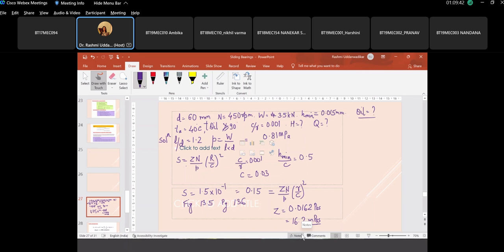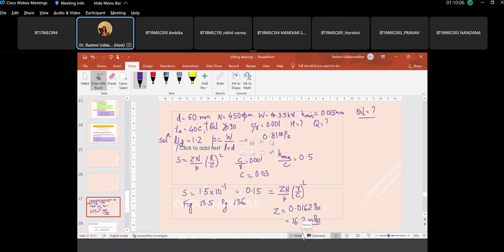So for L by D 1.2 and for H minimum by C 0.5, you are somewhere between 1 10 raised to minus 1 and 2 10 raised to minus 1. And so your value is around 1.5 to 1.6 into 10 raised to minus 1. Is that clear, Vaishnavi?